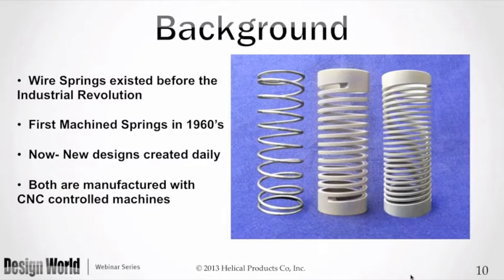The two springs on the left, one wire and one machined, are both single started springs. But the one on the right, and you can see there's more coils there, is a double started machine spring. All three springs have the same rate, and all three springs were manufactured with modern CNC controlled machines. So there's a lot of similarity in these products, but there are some subtle differences.